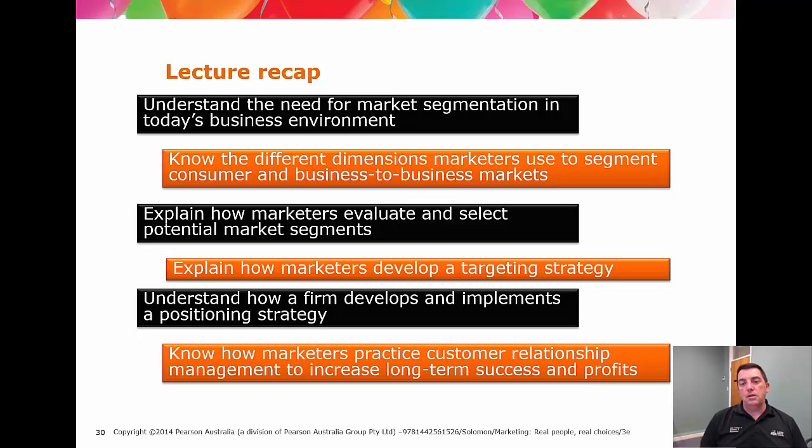So the different dimensions marketers use: the segment, consumer, and business-to-business markets. Although, again, don't focus so much on B2B. I'm not a big fan of B2B for this course because we just don't have that much time to go into good detail. You do need to explain how marketers can evaluate and select potential market segments. It would be great if you could explain how marketers develop a targeting strategy, and to understand then how a firm might develop and implement a positioning strategy based on their segmentation and targeting work.